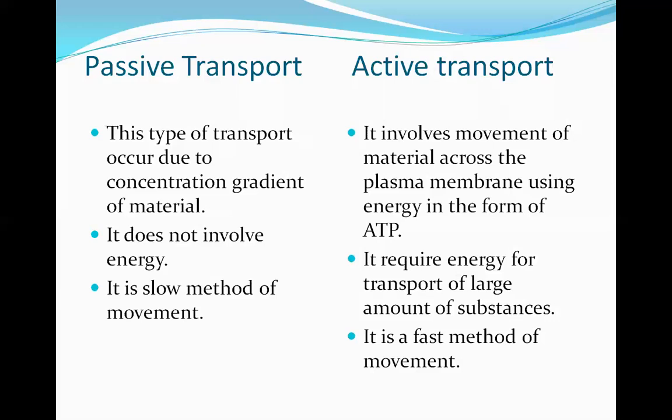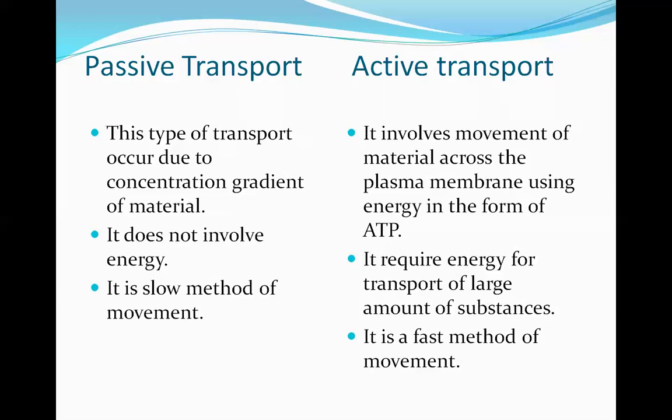Okay. Now the third point: it is a slow method of movement because passive transport is a very smoothly going process and is done very easily across the plasma membrane. It does not need much energy, so it keeps going by its own natural process, so it is a very slow method of movement. But in the next slide, active transport is a fast method of movement. Why? Because energy is added in this type of transport. When energy is added, obviously the speed of movement also increases, and it also transports a large amount of substance across the membrane.